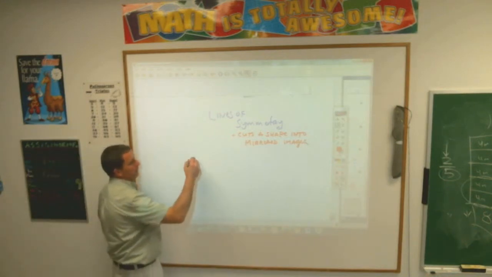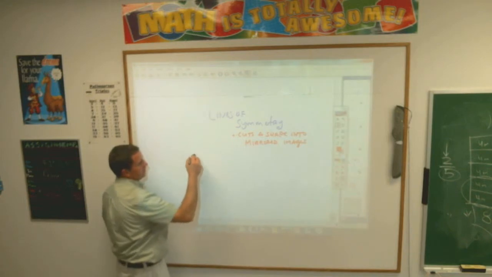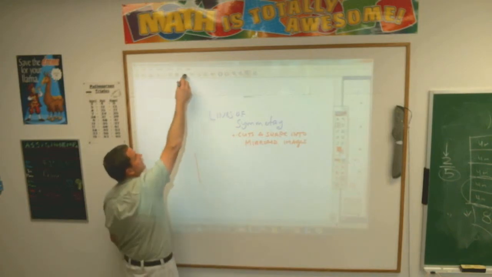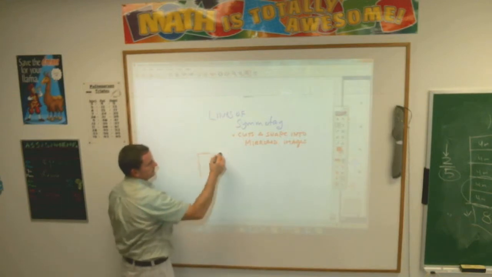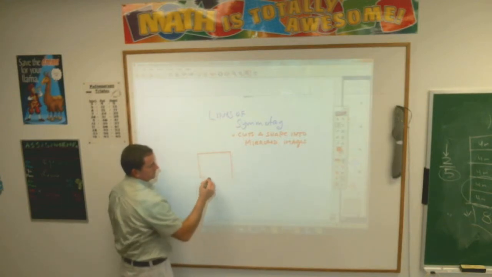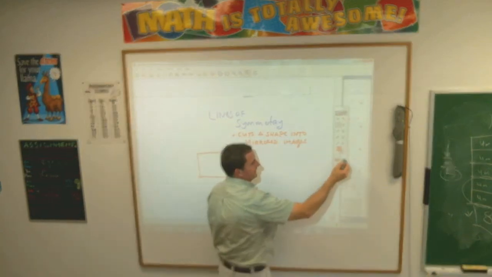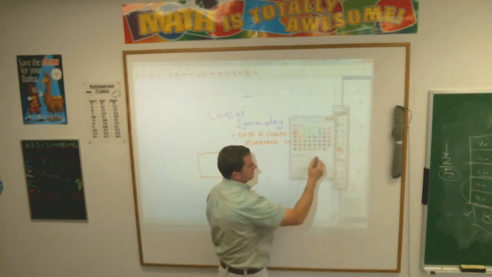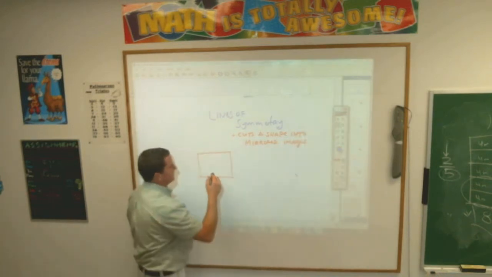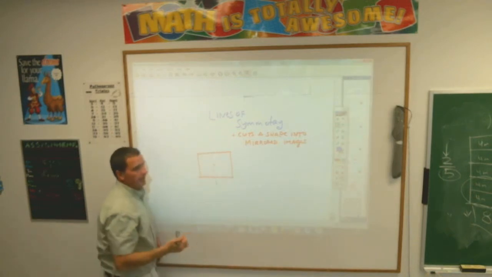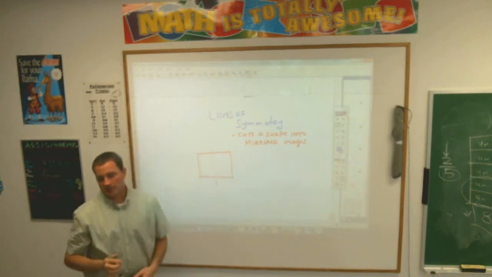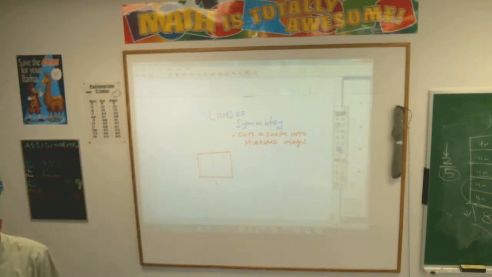In other words, let's go with a square. Let's say you've got a square. A line of symmetry means you cut it like this so that when you fold that square together, the opposite ends match up together.